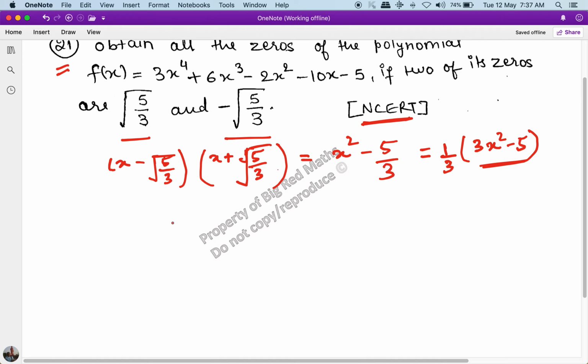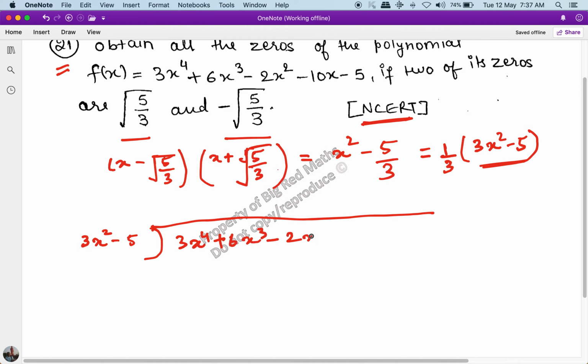So first I'll divide f of x to get the quotient and then factorize the quotient to get the other two of its zeros, or other two of its roots. So 3x square minus 5 will divide this very big term, which is 3x to the power of 4 plus 6x cube minus 2x square minus 10x minus 5.